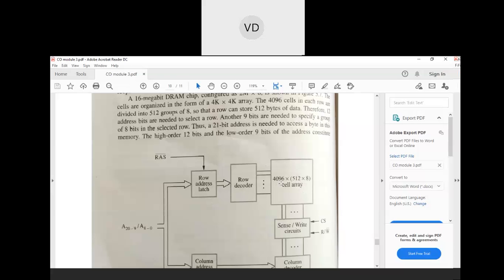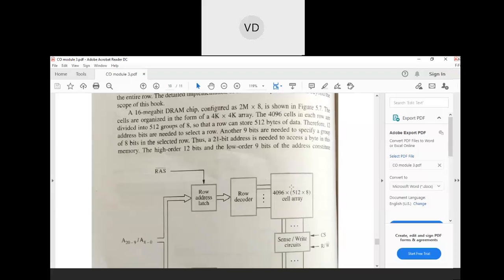So there are 4096 rows. Each row is having 8 groups, each having 512 bytes of data. Okay, so here what they are saying: 4096 cells in each row are divided into 512 groups of 8. Means the row can store 512 bytes of data. Each group can store 512 bytes of data. So to address this much, we require a 21-bit address.